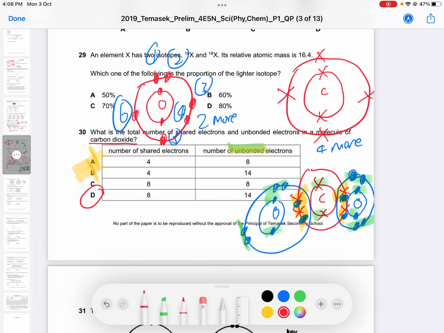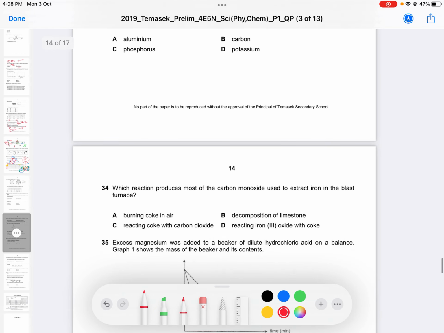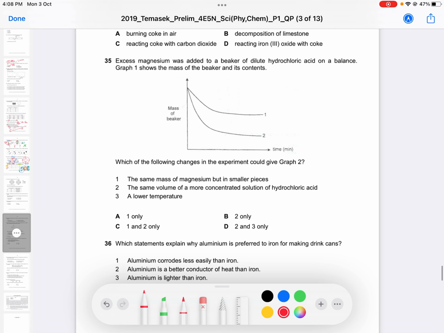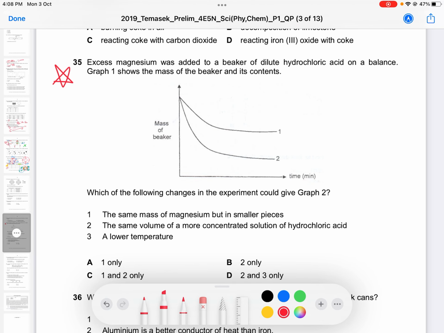The next one, we have question 15. Let's take a look at question 15, which is question 35. For this question, please put a star. Only 7 got it correct. So let's see. The question says excess. So this is the limiting reagent, which affects the amount of product.